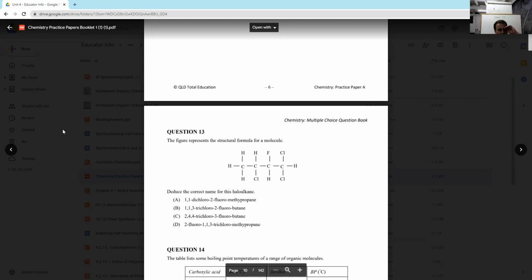Do we remember when we're naming organic compounds, we have to give all of the parts of the organic compound the lowest number possible. So is it going to be 244 or 113? It's going to be 113 trichloro 2 fluorobutane.